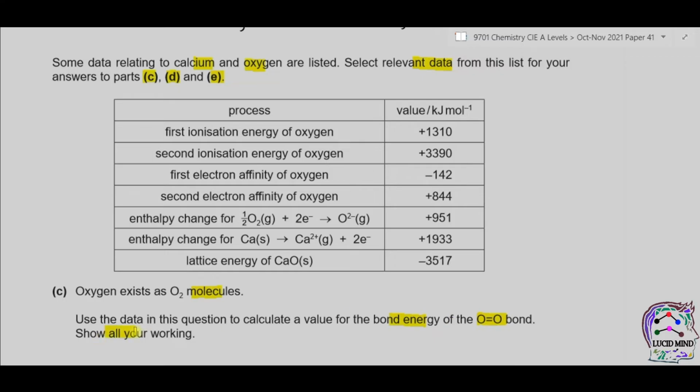Show all your working. For oxygen, we can see we have first ionization energy, second ionization energy, first electron affinity, second electron affinity, and the enthalpy change for the reaction in which O2- is formed. And this is the enthalpy change for calcium, and this is the lattice energy of calcium oxide.